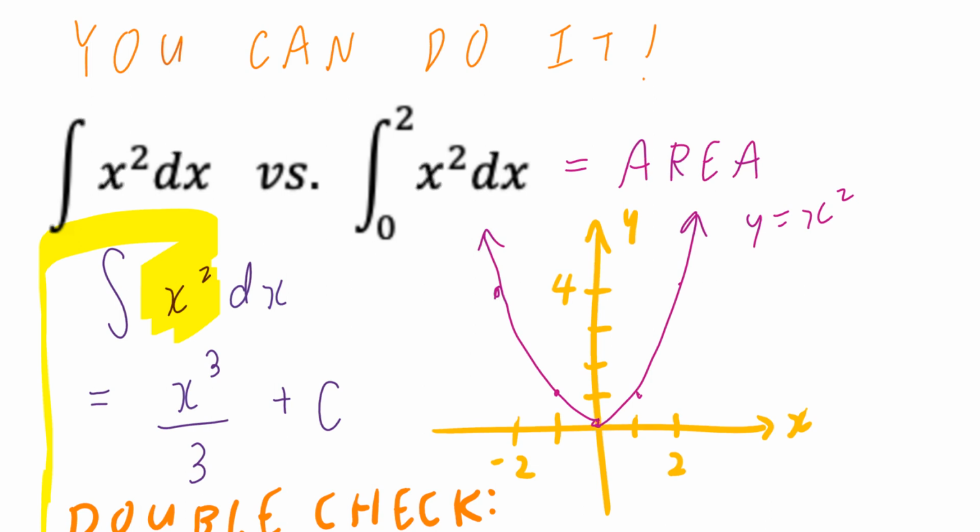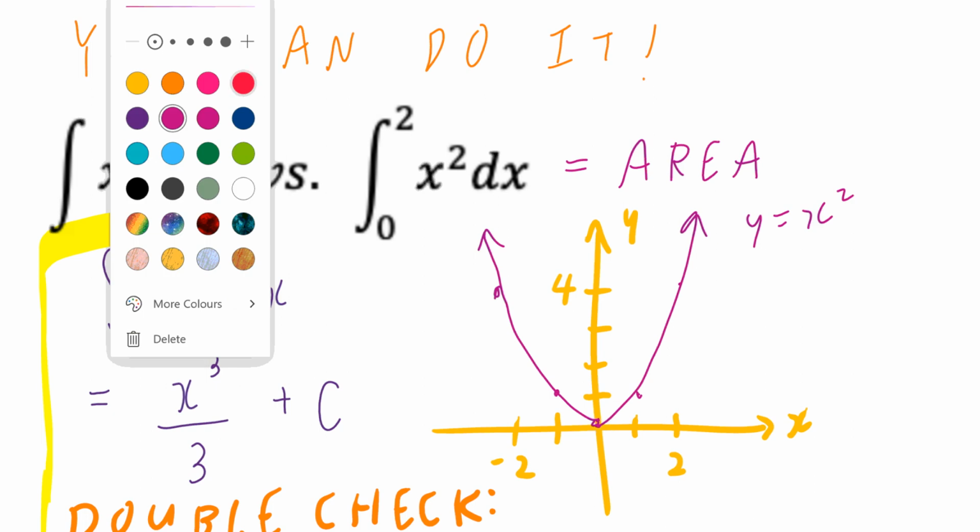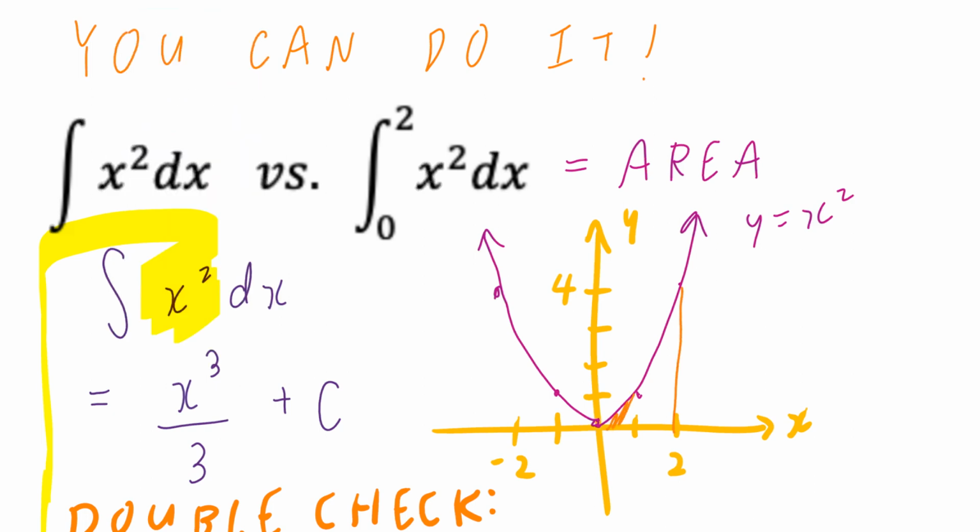Now again, this means find the area underneath this graph from 0 all the way to 2. So you want to find this area. That's what the second case is asking. So again, find the area under the curve y equal to x squared between 0 and 2. Now, how do we do this?